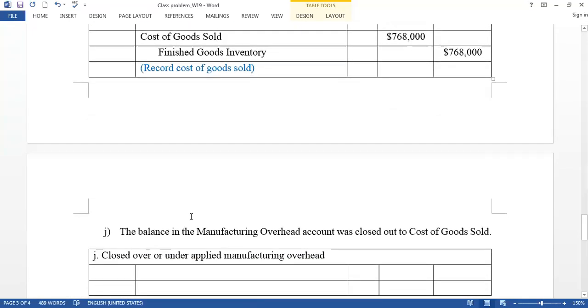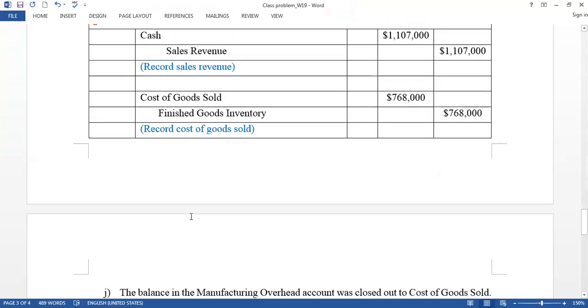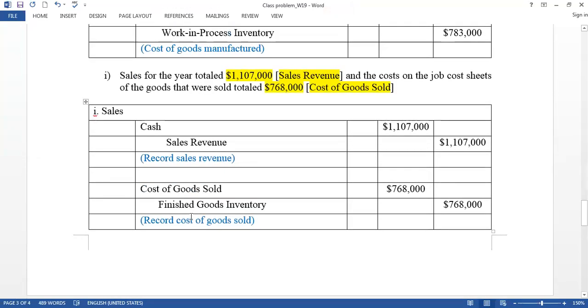So we have almost done everything. If you remember, we transfer direct materials to work in process, we transfer direct labor to work in process, we transfer indirect materials, indirect labor, and other factory cost to manufacturing overhead, then manufacturing overhead transfers to WIP, right? WIP transfers to finished goods, transfers to the sales department, everything done.